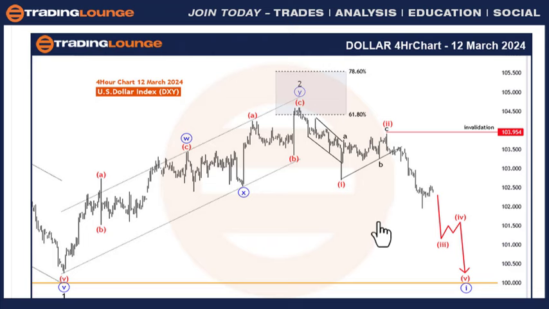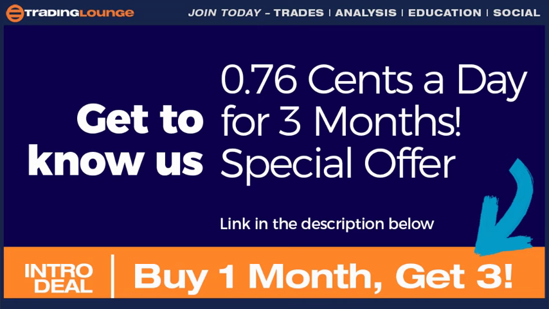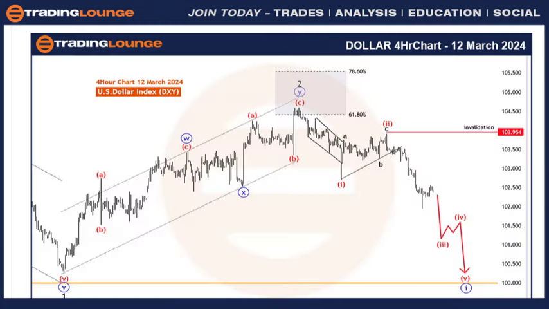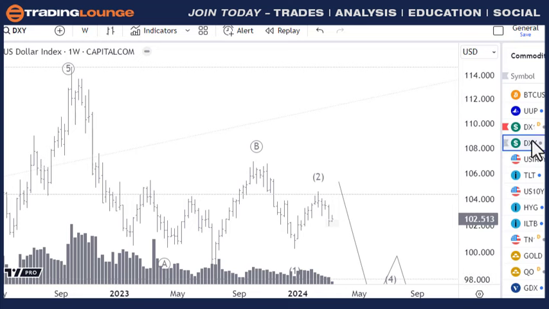So that is that little triangle here. Basically just coming back to the dollar, the bonds and the yields, and also the FX side we're building into.